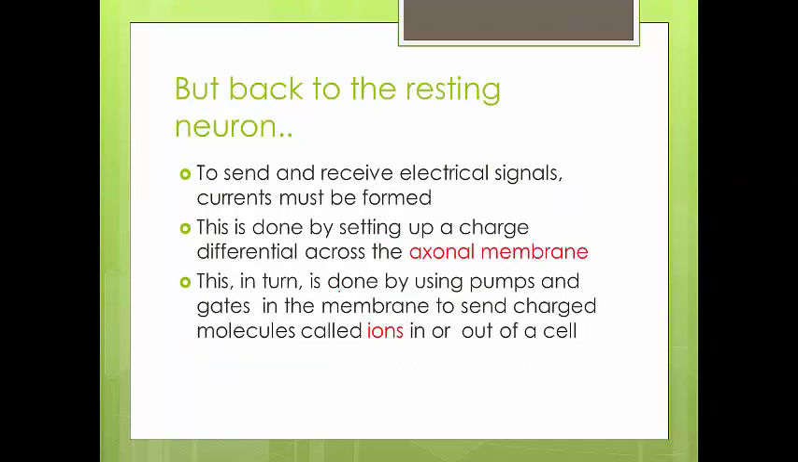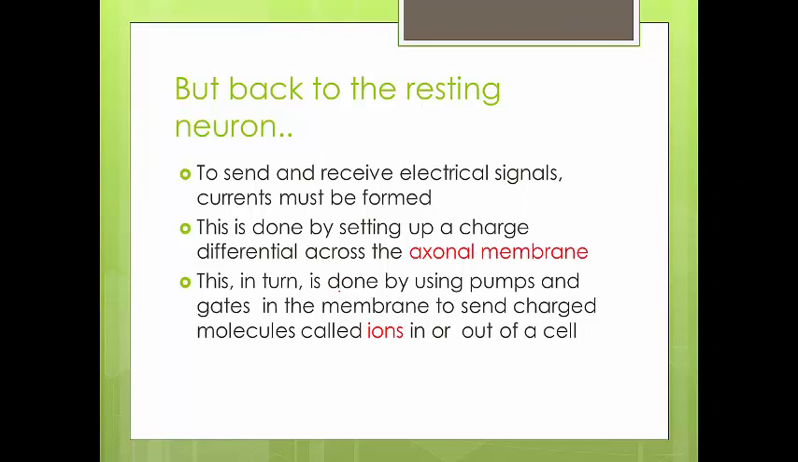But back to the resting neuron. In order to send and receive electrical signals, remember I mentioned that the signal starts out as an electrical signal and is changed to a chemical one before going back to an electrical one. Well, in order to send and receive electrical signals, currents have to be formed. And if this sounds horrible to you, like, oh gosh, I avoided physics like the plague, I'm with you on that. I did terrible in physics. But nonetheless, we can do this because it's going to be easy and it won't be that painful.